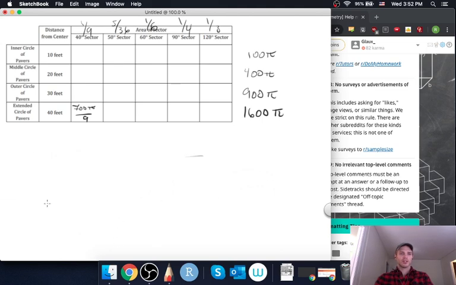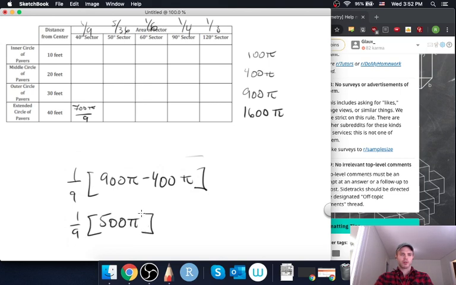Okay, so now let's do the next band. The outer circle is 900 pi. We still want 1/9 of everything, so we'll take 900 pi minus the 1 inside that. All right, what are we doing here? Let's do the subtraction. It'll be 500 pi. And does this reduce?